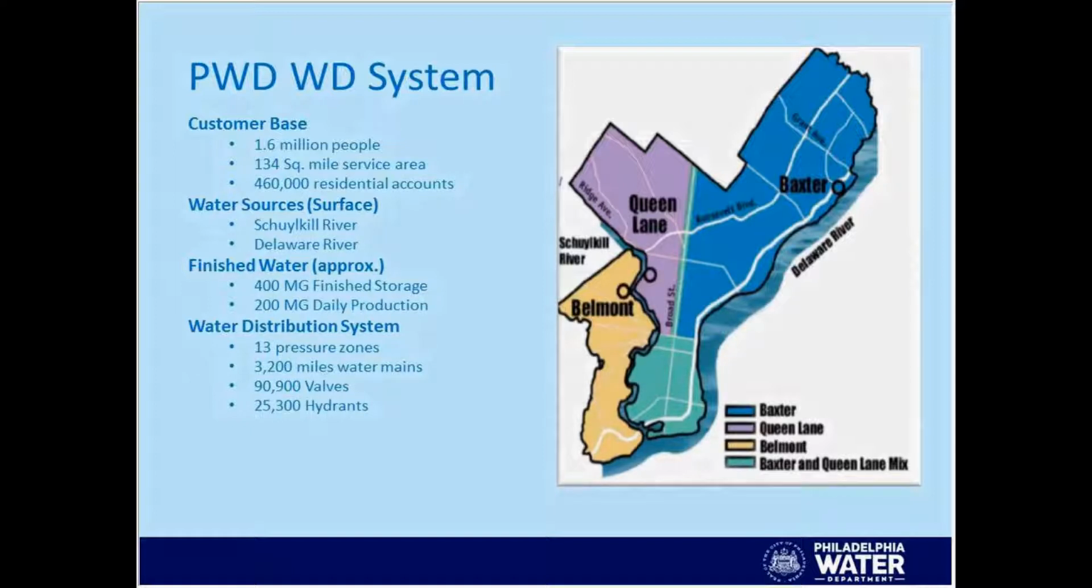The characteristics of our distribution system, we have roughly 13 pressure zones, 3,200 miles of water main, 90,900 valves, and 25,300 hydrants. What you can see on the map is that we also have 3 main water treatment plants. The blue area is our Baxter Water Treatment Plant, which is our largest. And to the left in the purple is our Queen Lane, and lower left is our Belmont, which both draw off the Schuylkill River. And in the far lower right corner of the map in the green area, that is a part of our distribution system where we have mixing that occurs.